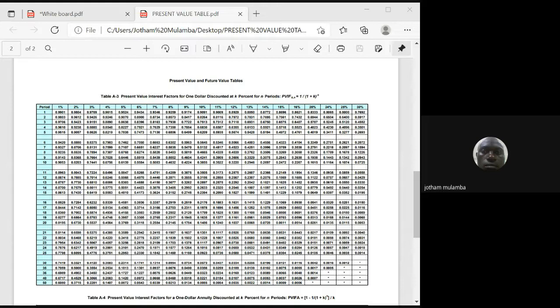On your calculator, dial 1. Then divide by, open bracket, 1 plus, remember we are doing PVIF at 19%. So 19% is equivalent to 0.19. So plus 0.19. Close the bracket. On your calculator, if you are using a scientific calculator, there's a key like an inverted V.